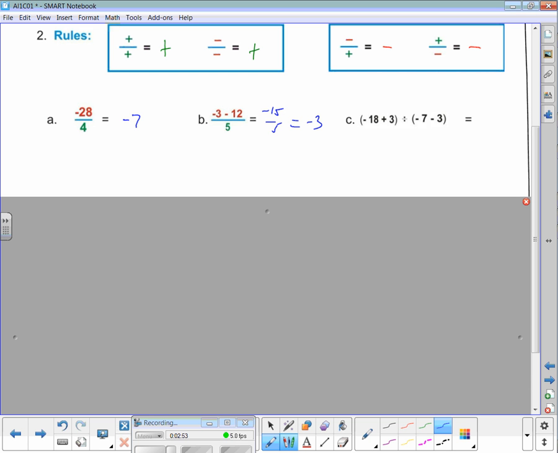All right, do C for me. It's the only thing that has a little bit of challenge to it, though not much. What do you get when you do C? See what you can get when you do C.